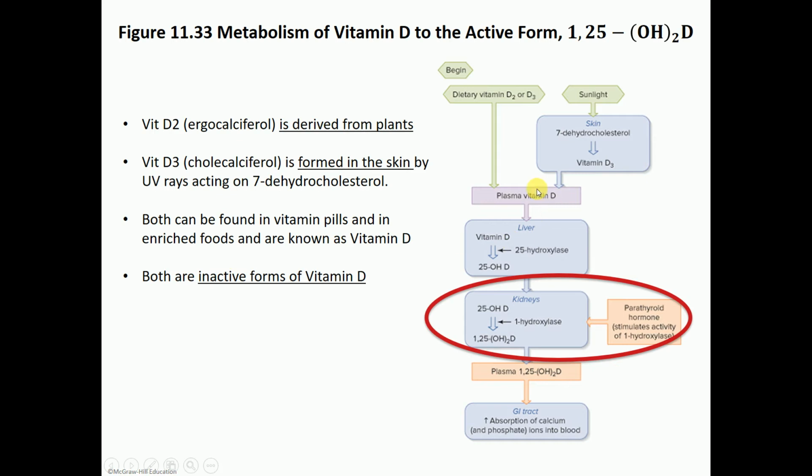Now that plasma vitamin D is going to be activated in two steps. The first step is in the liver, and the second step is in the kidney. It's the second step that is under the effect of parathyroid hormone. So we need parathyroid hormone in order to stimulate the activation of vitamin D in the kidney. That is the final step of activation. And when we do that, now we have high levels of active vitamin D, and that's going to increase the absorption of calcium from our GI tract. So again, the activation of vitamin D is dependent on the presence of PTH.